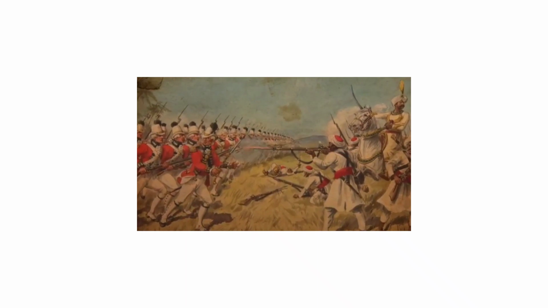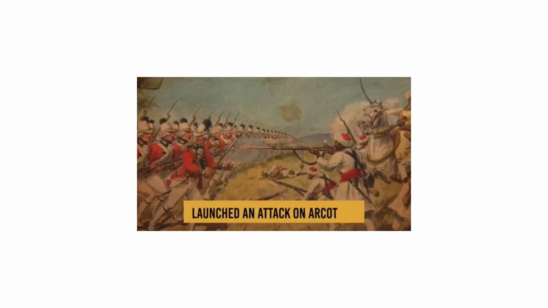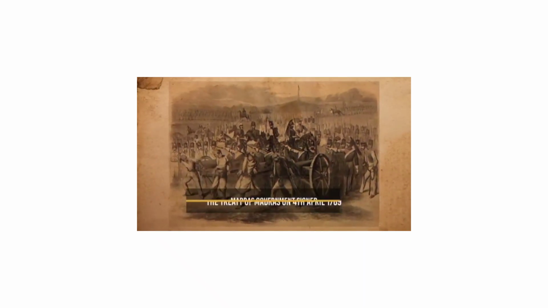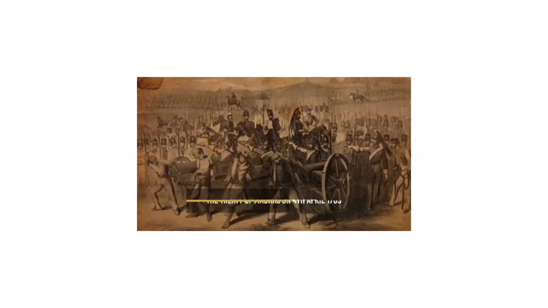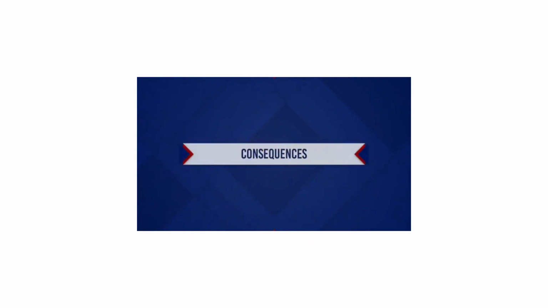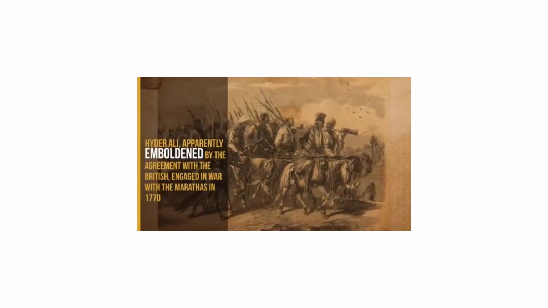Together with the Nizam, he launched an attack on Arcot and later on the English by appearing at the gates of Madras. The panic-stricken Madras government signed the Treaty of Madras on 4th April 1769, the basis of which was mutual restitution of each other's territories and a defensive alliance, where the English committed to help Hyder in case he was attacked by another power.